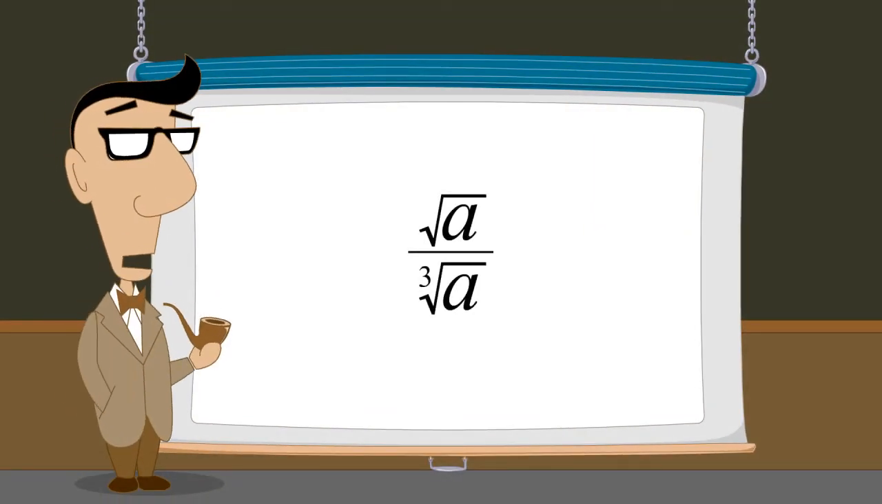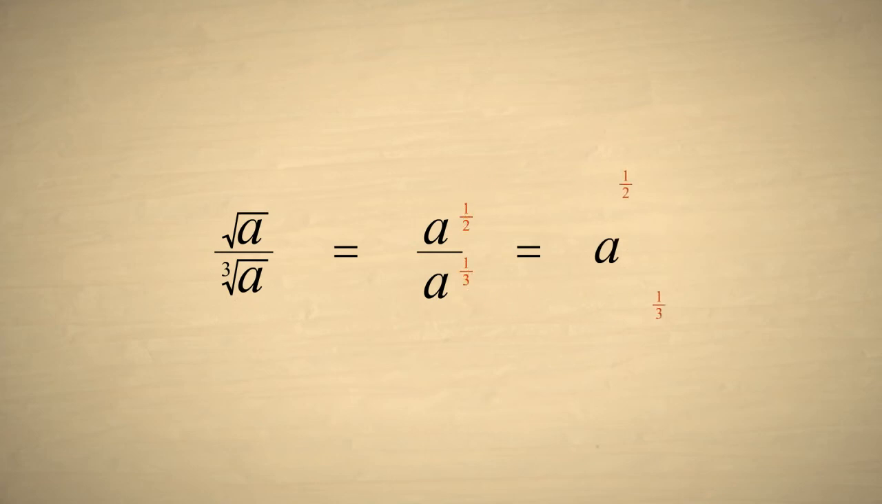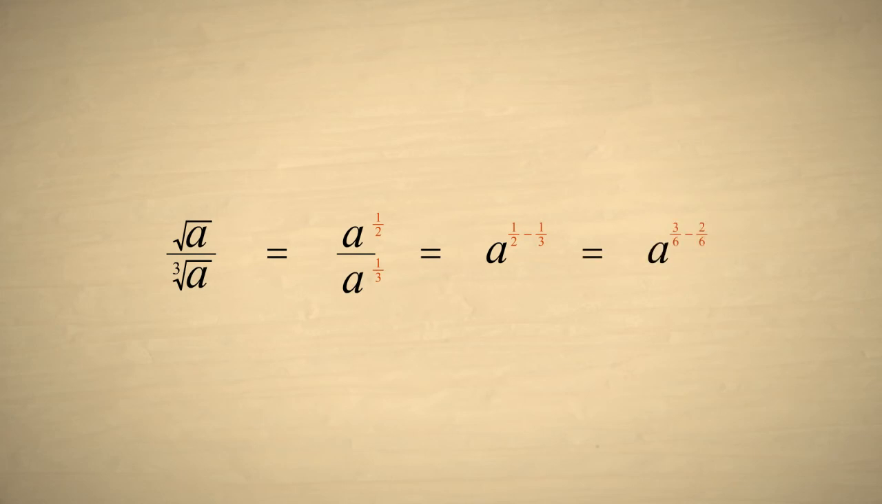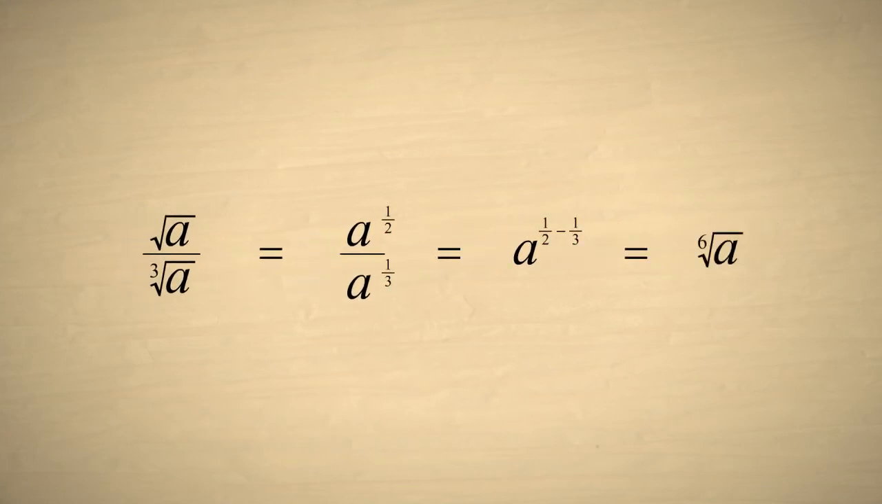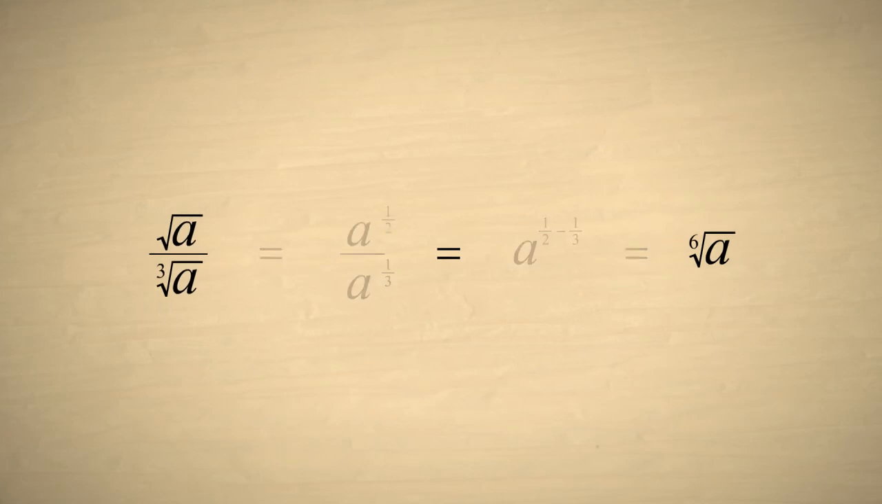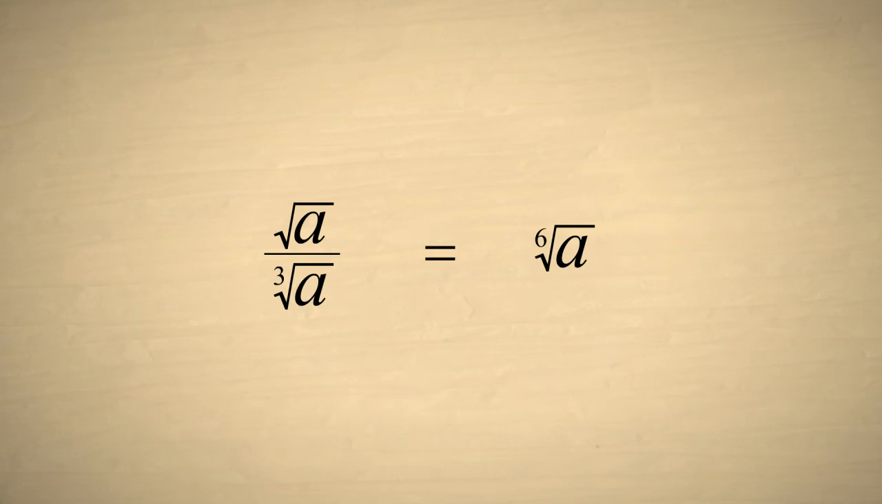As another example, let's simplify the square root of a over the cube root of a. We start by writing the square root of a as a to the 1/2 and the cube root of a as a to the 1/3. We can then subtract the exponents 1/2 and 1/3. Using a common denominator of 6, we write this as 3/6 minus 2/6, which gives us a to the 1/6, or the 6th root of a. So the square root of a over the cube root of a can be more simply written as the 6th root of a.